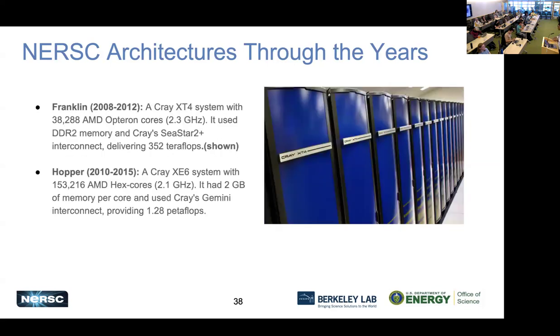Among other systems that NERSC supported, we had the Franklin system, and that is an image of Franklin shown on the slide. It was a Cray XT4 system, had over 38,000 AMD Opteron cores on it. It used a Cray SeaStar2+ network. Then we had the Hopper system from 2010 to 2015. It was a Cray XE6 system, with over 150,000 AMD hex-core processor cores on it as well.